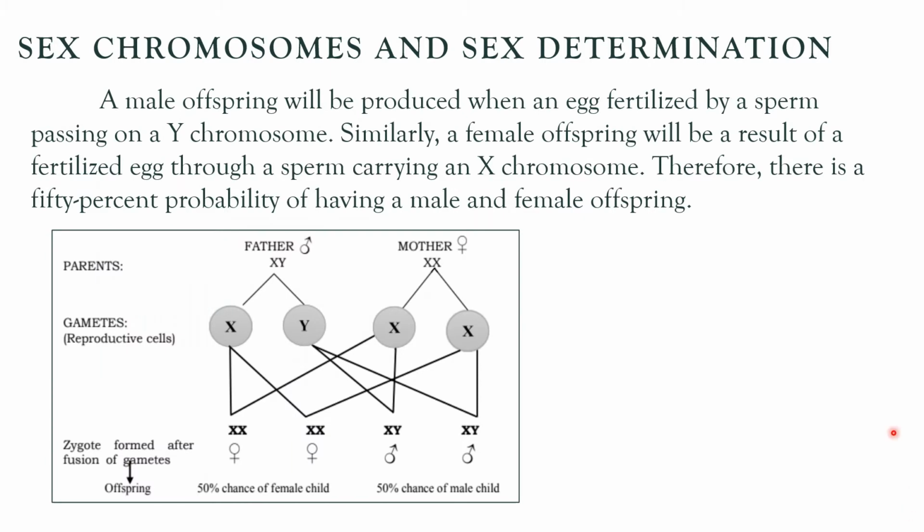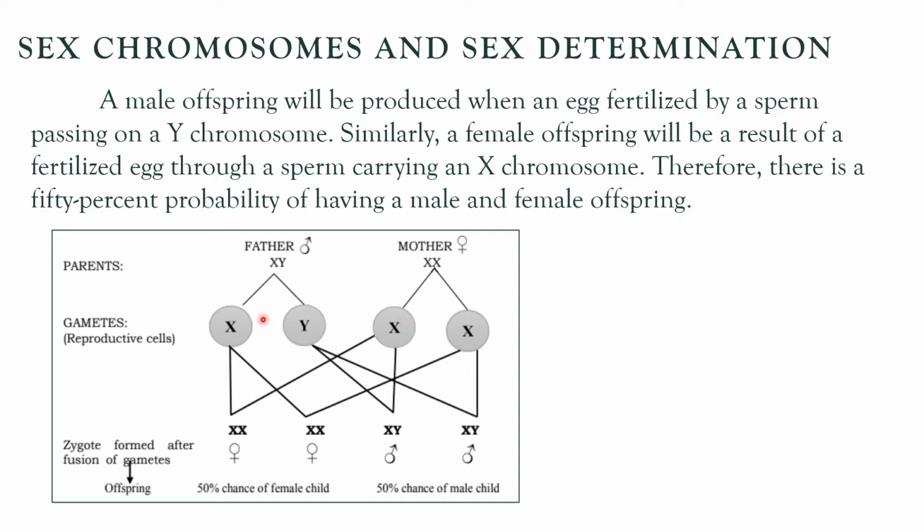A male offspring will be produced when an egg is fertilized by a sperm passing on a Y chromosome. Similarly, a female offspring will be the result of an egg fertilized by a sperm carrying an X chromosome. Therefore, there is a 50% probability of having a male or female offspring.